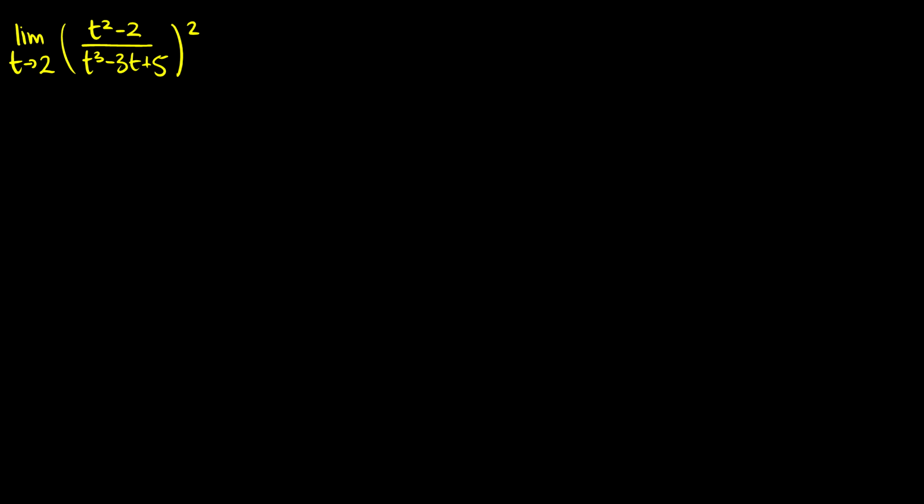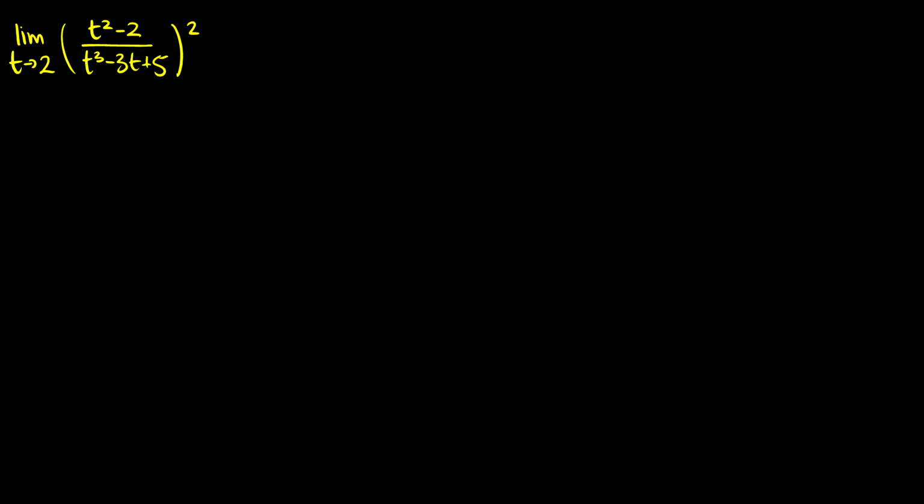All right, third question. The limit as t goes to 2 of t squared minus 2 over t cubed minus 3t plus 5, all squared. This looks a little bit complicated to factor. Let's try plugging in 2 first to see if we get something over 0.